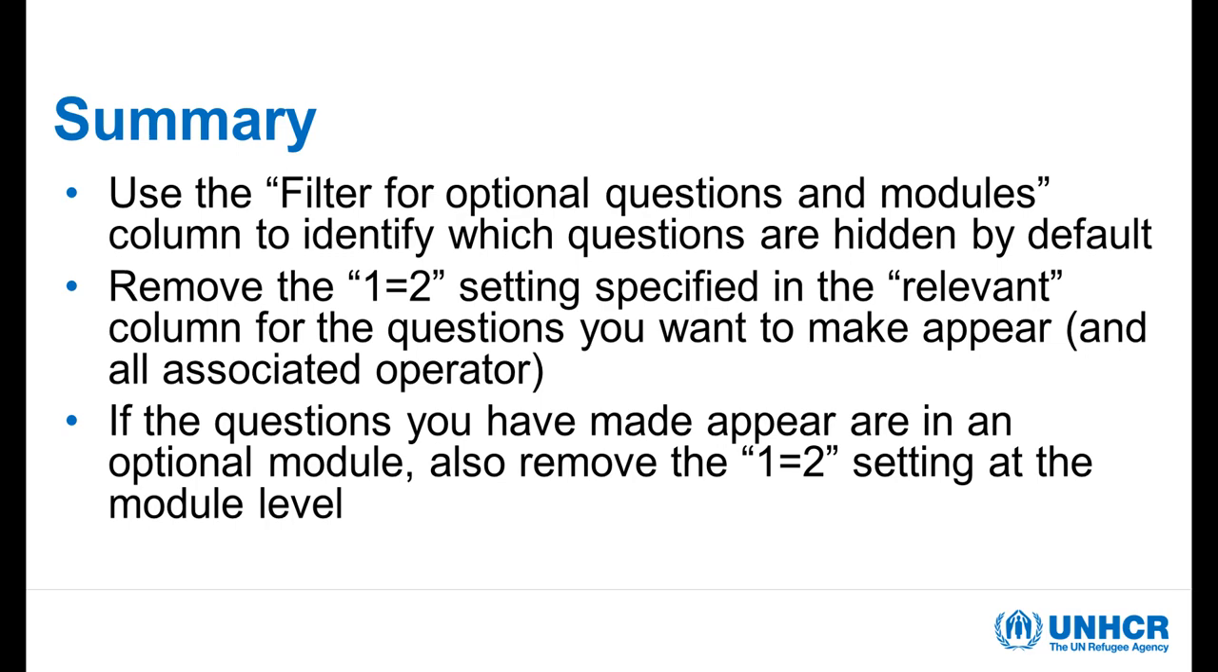As a summary, to make an optional question visible in the form, you need to first use the Filter for Optional Questions and Modules column to identify which questions are hidden by default. Then you need to remove the 1 equal 2 setting and relevant operators. And finally, you need to check if it's not in an optional module, because if it is, you will also need to make the module appear.